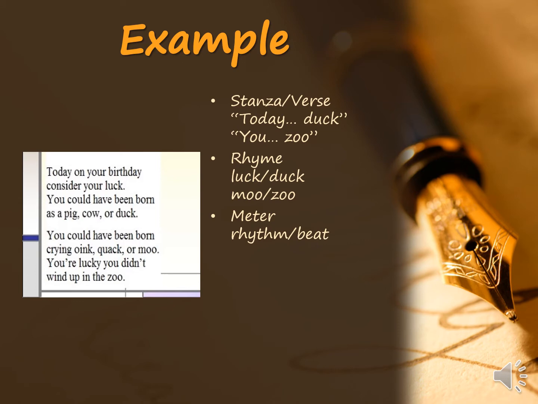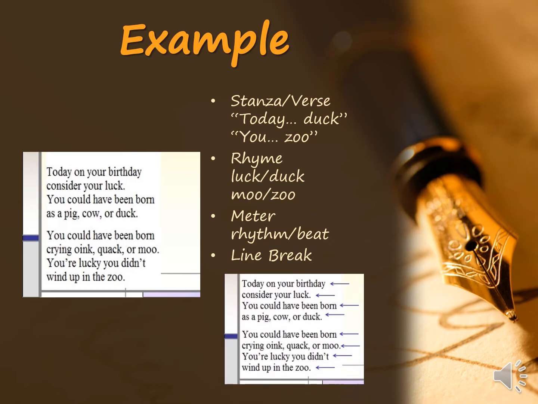Meter is the rhythm or beat. When you're reading it, divide it first into syllables and clap on each syllable to make a beat. Today, on your birthday, and so on. The line breaks are 8 in this poetry, as you can see at the end of each line. As you can also see, alliteration was also used, like oink, quack, moo. Repetition also, as you could have been born.